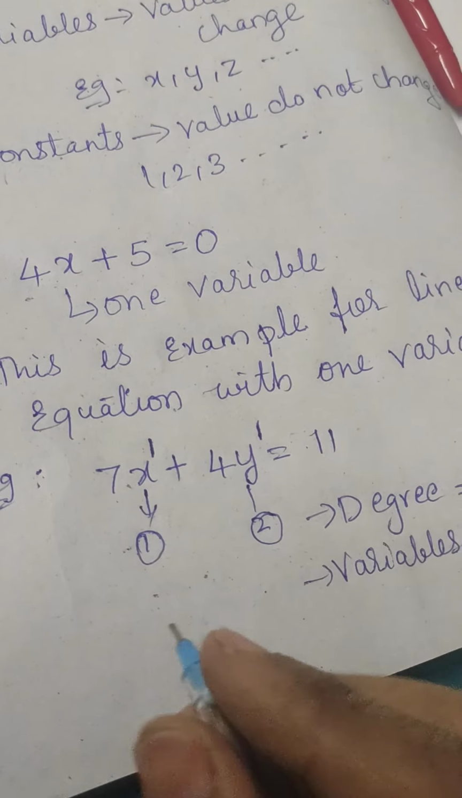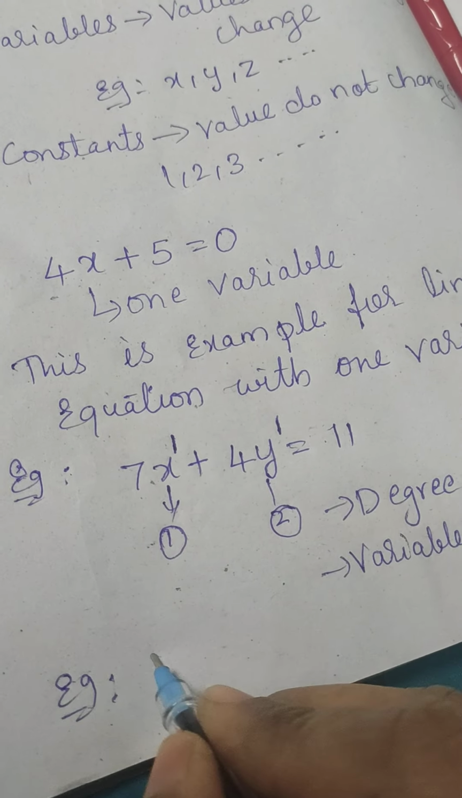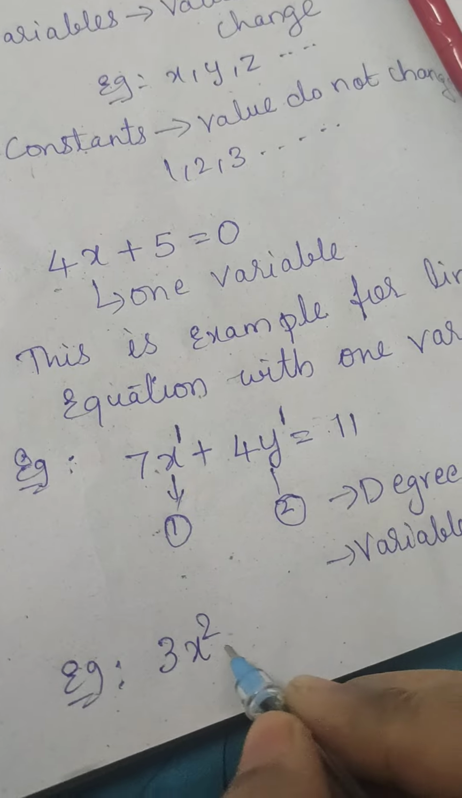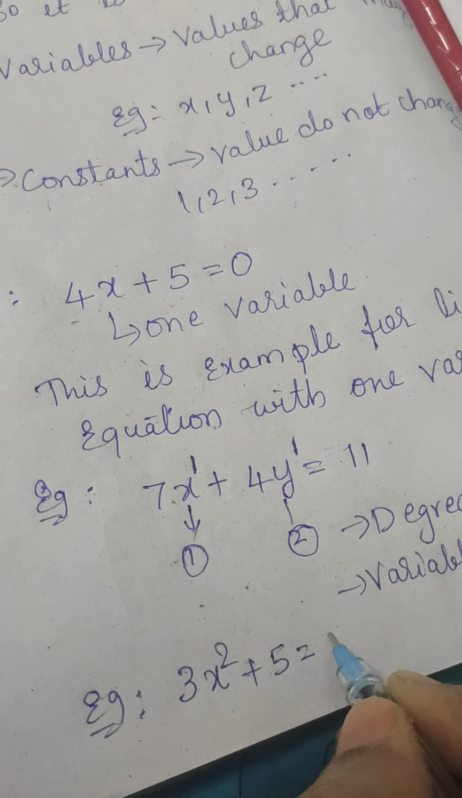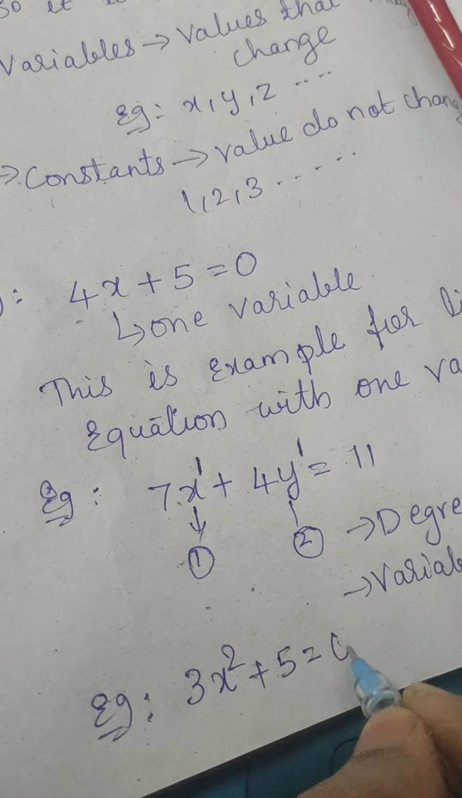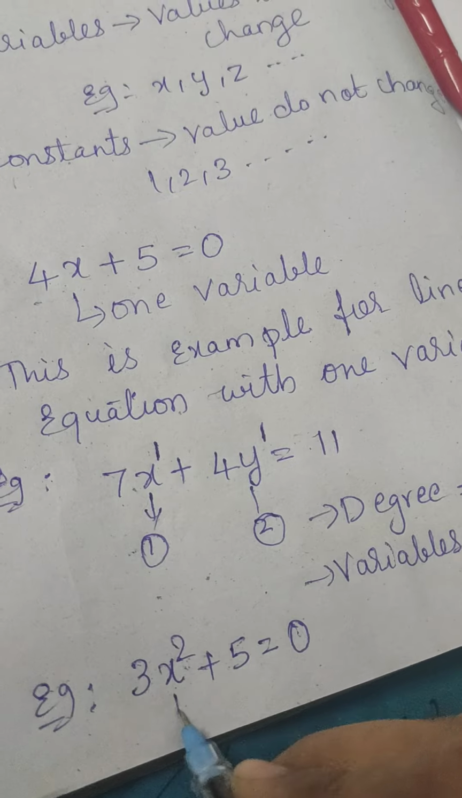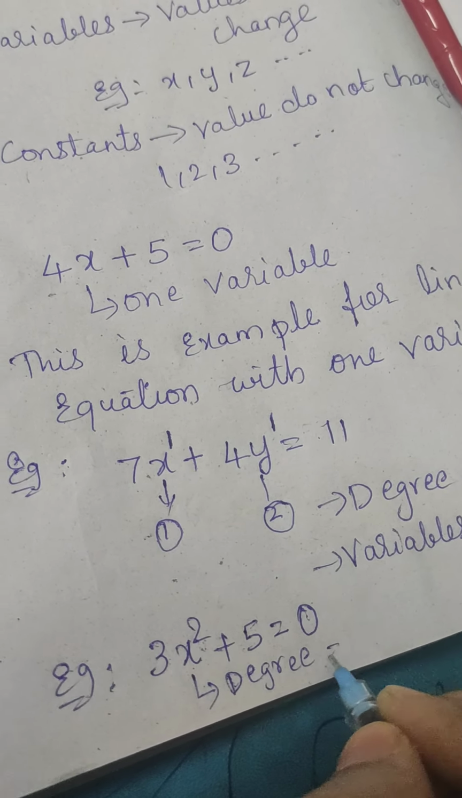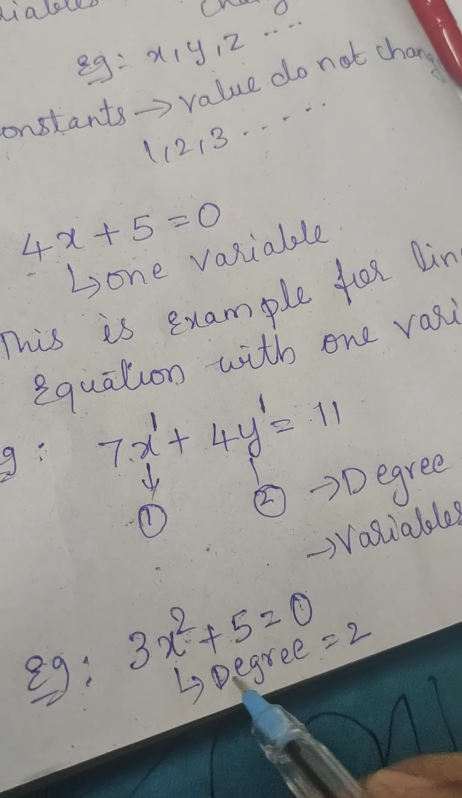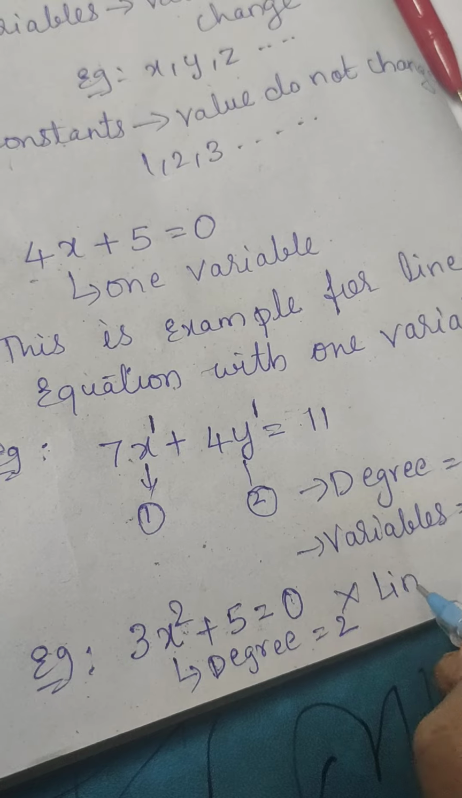One more example if I take. Say 3x square plus 5 is equal to 0. Now what is the degree of this equation? Degree is equal to 2. Okay, this is not a linear equation.